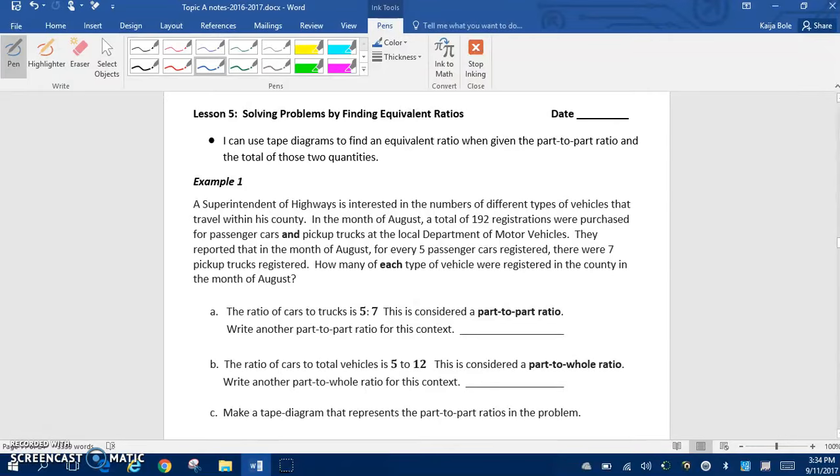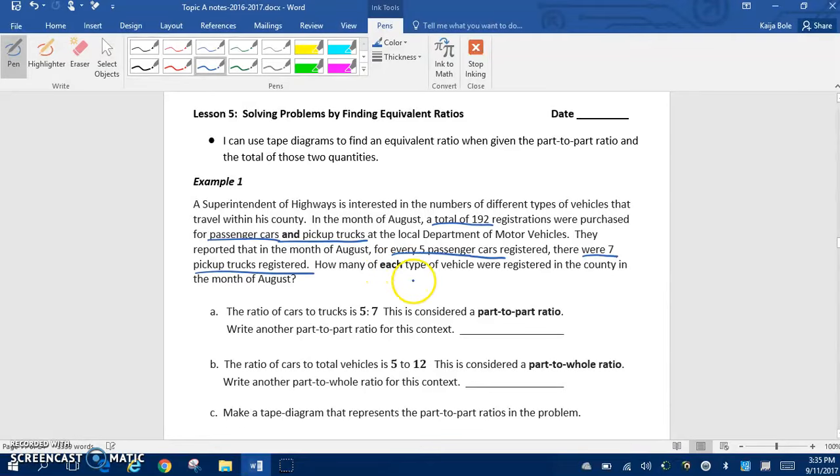It says a superintendent of highways is interested in the number of different types of vehicles that travel within his county. In the month of August, a total of 192 registrations were purchased, go ahead and underline that, for passenger cars and pickup trucks at the local Department of Motor Vehicles. They reported that in the month of August, for every 5 passenger cars registered, there were 7 pickup trucks registered. How many of each type of vehicle were registered in the county in the month of August? Alright, so we've underlined a lot of information here, so let's move on to the first question.